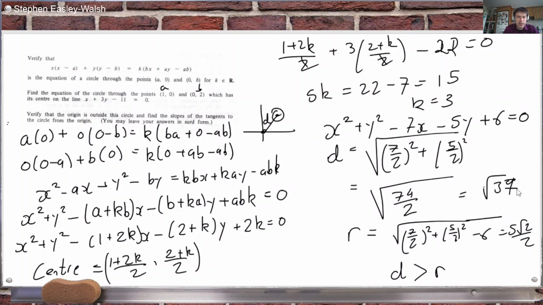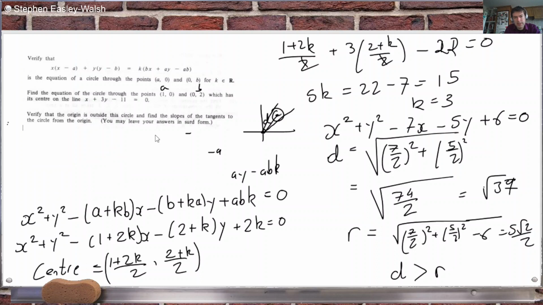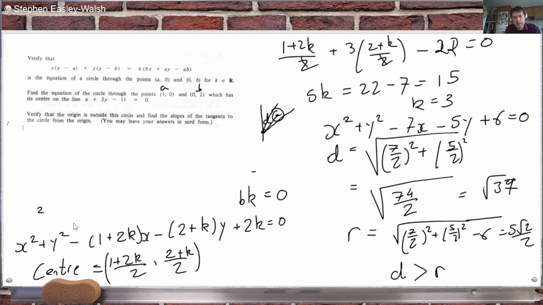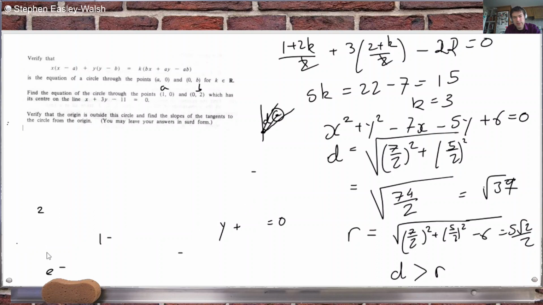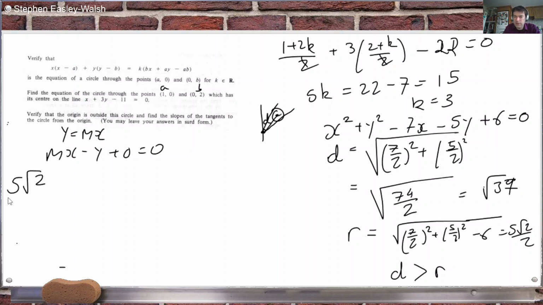Yeah. And then lastly, find the slopes of the tangents from the origin to the circle. So just make a bit of space here. Perpendicular distance is what we need. So because the line passes through the origin, we know its equation must be y equals mx, or in other words, mx minus y plus 0 equals 0. And the distance should equal the radius. So that is the perpendicular distance, 5 root 2 over 2.